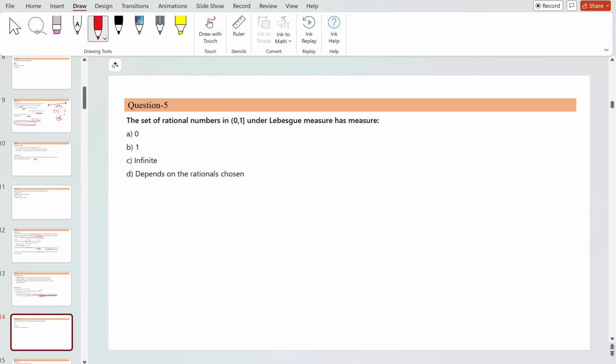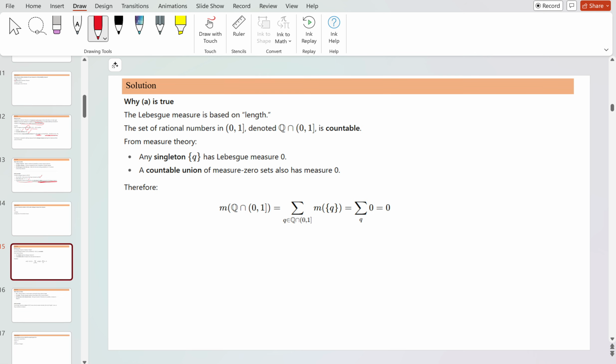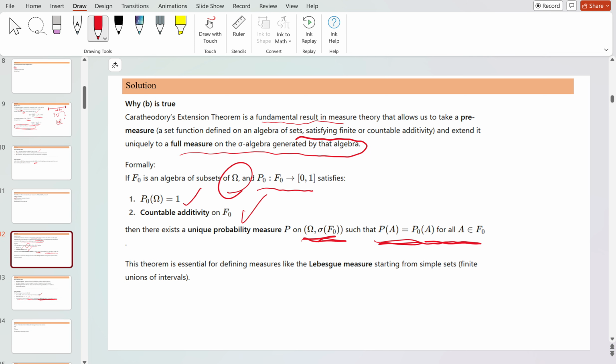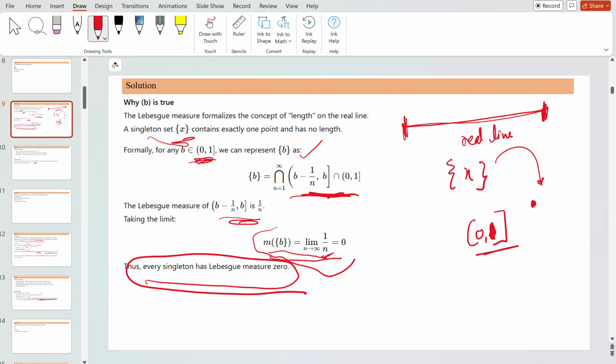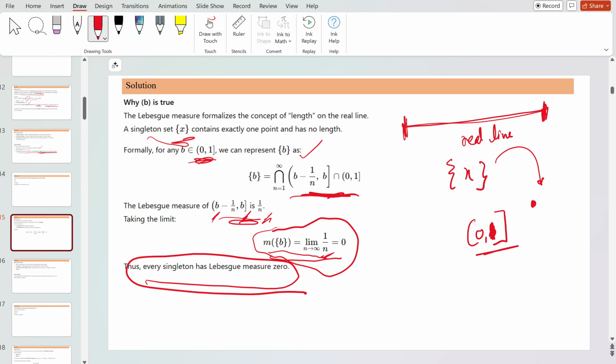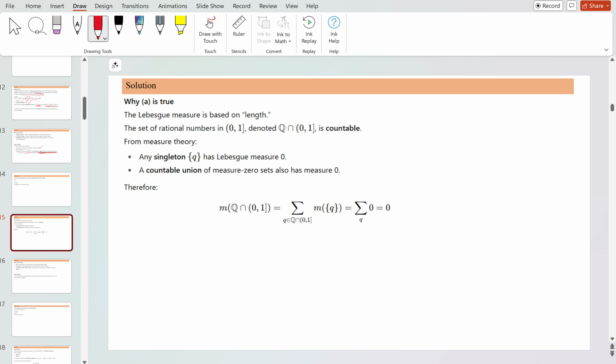Okay, let me give the solution for this. The option is saying that the set of rational numbers between 0 and 1 under Lebesgue measure has measure 0, 1, infinite, or depends upon the rationals chosen. If you remember what we have taught here, the Lebesgue measure of the interval (b minus 1 by n, b) is 1 by n. If you take the limit as n tends to infinity, 1 by n becomes 0. In the same manner, the Lebesgue measure is based upon length only.